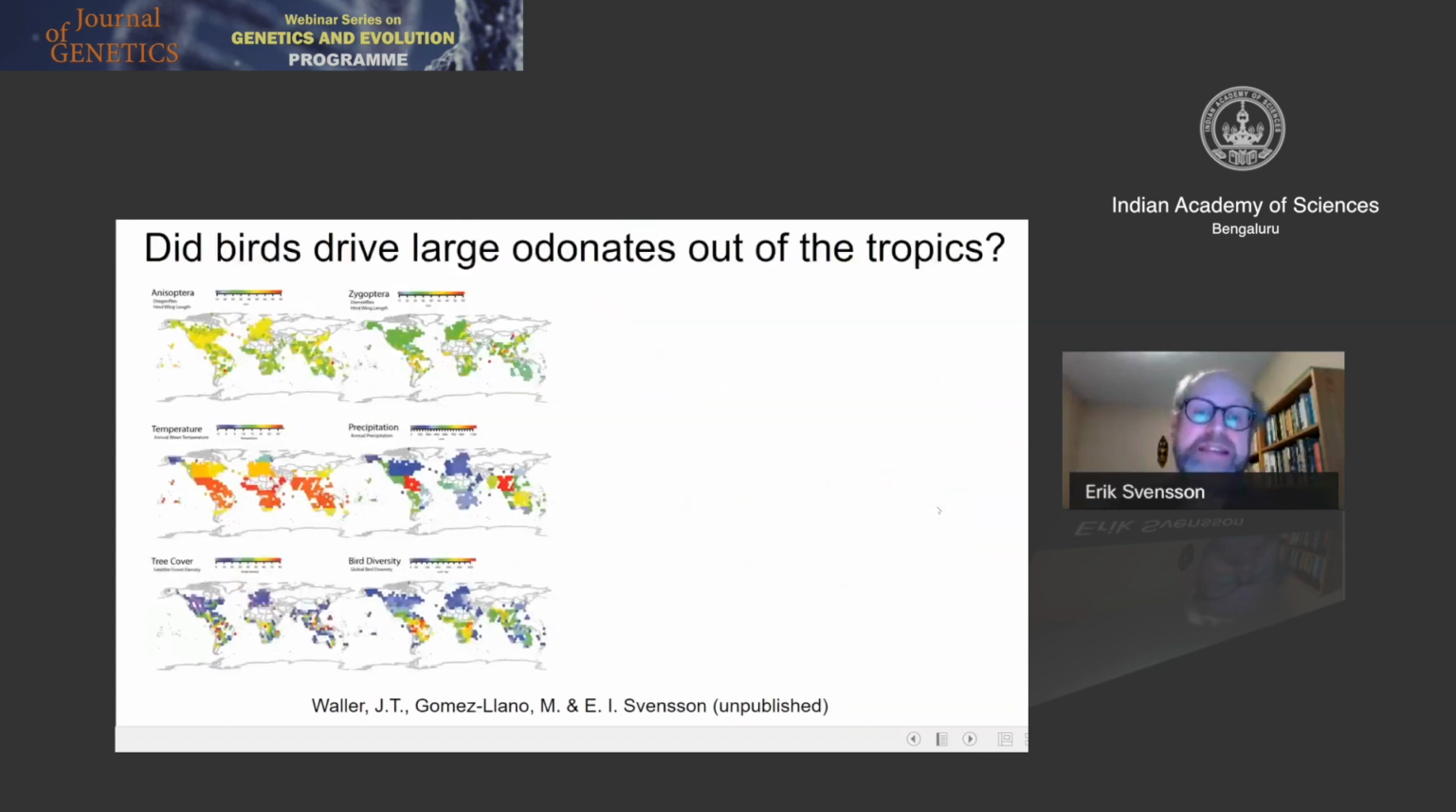We have argued, based on some data we have compiled, where we gathered wing length variation of dragonflies and damselflies across the globe and related it to four environmental variables, namely temperature, precipitation, two climatic variables, tree cover and bird diversity, which capture what we would call more proxies of predation risk from birds. So we argue that the evolutionary emergence of birds and bird predation, possibly also competition from birds, from 150 million years and onwards, might have driven large odonates out of the tropics.